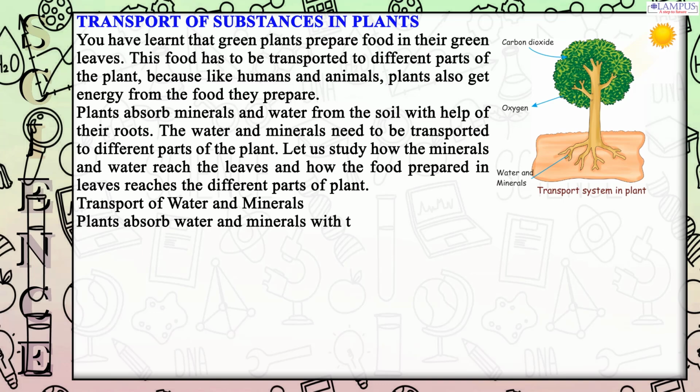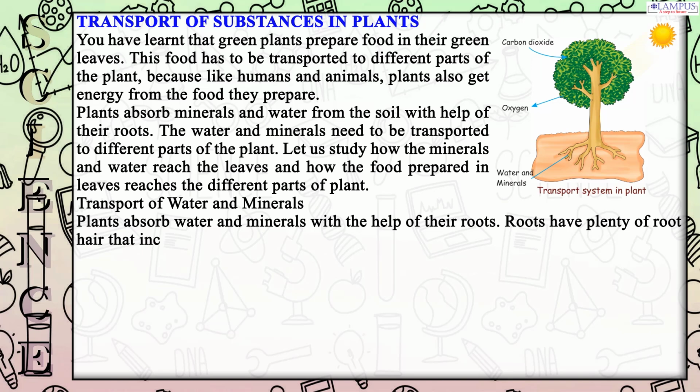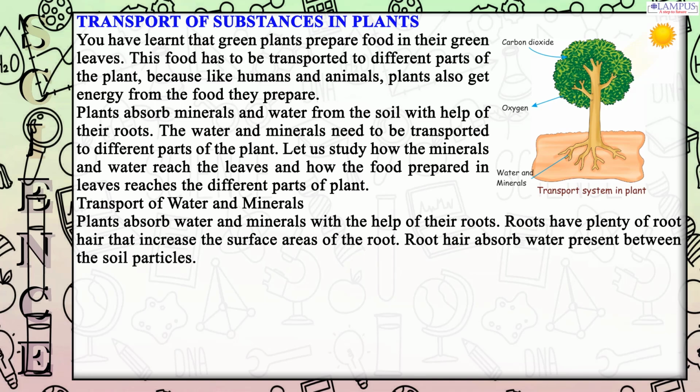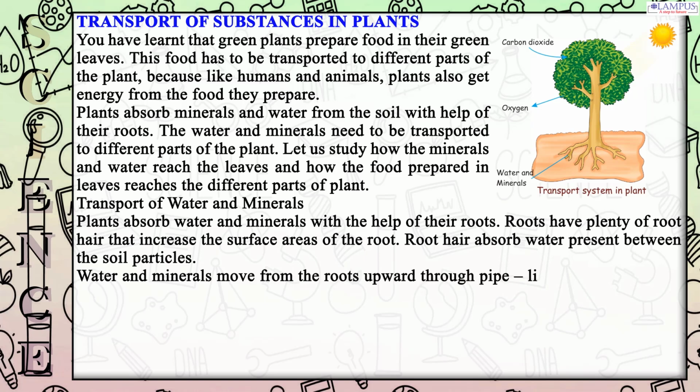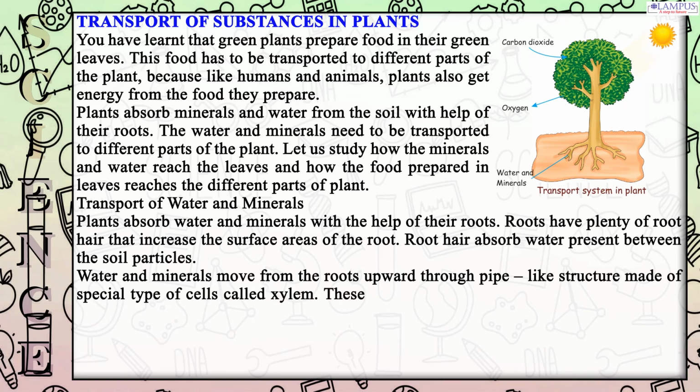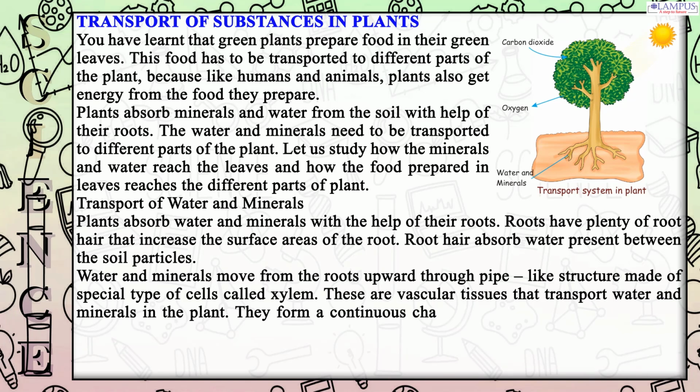Transport of water and minerals. Plants absorb water and minerals with the help of their roots. Roots have plenty of root hair that increase the surface area of the root. Root hair absorb water present between the soil particles. Water and minerals move from the roots upward through pipe-like structures made of a special type of cells called xylem. These are vascular tissues that transport water and minerals in the plant. They form a continuous channel that connects the roots to the leaves.